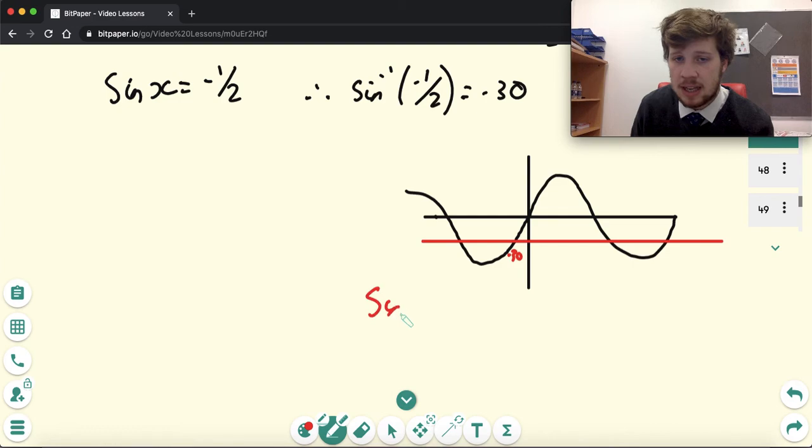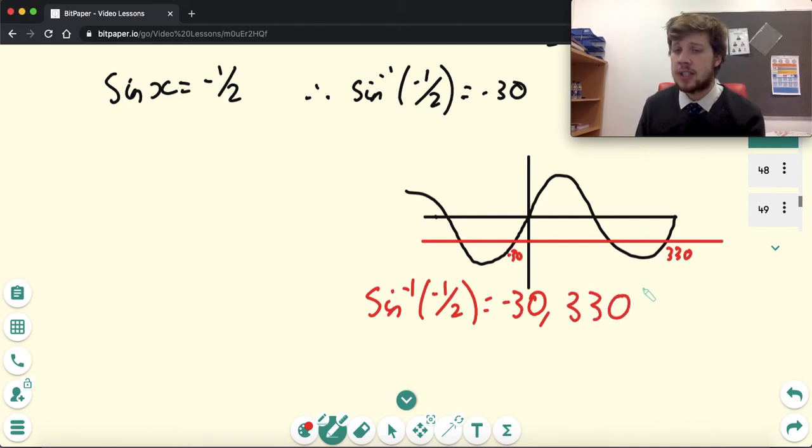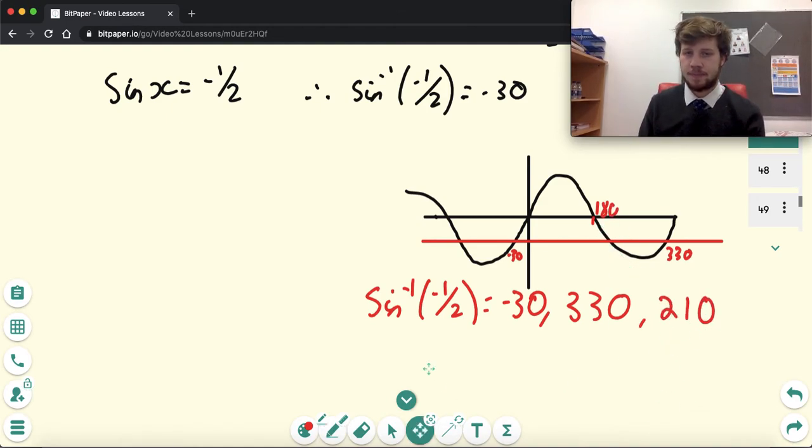So I know that sine to the negative 1 of negative a half gives me negative 30. If I add on 360, it's going to tell me this point here, which is 330. So I'm going to get a value of 330. And then if we think about this, it's 180 here. I am 30 degrees away, so I'm also going to get a value of 210.